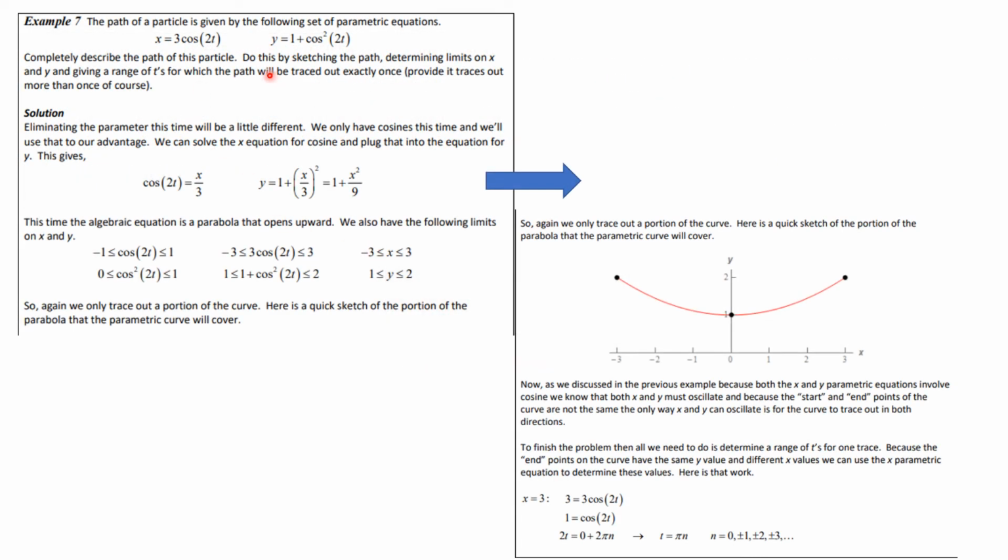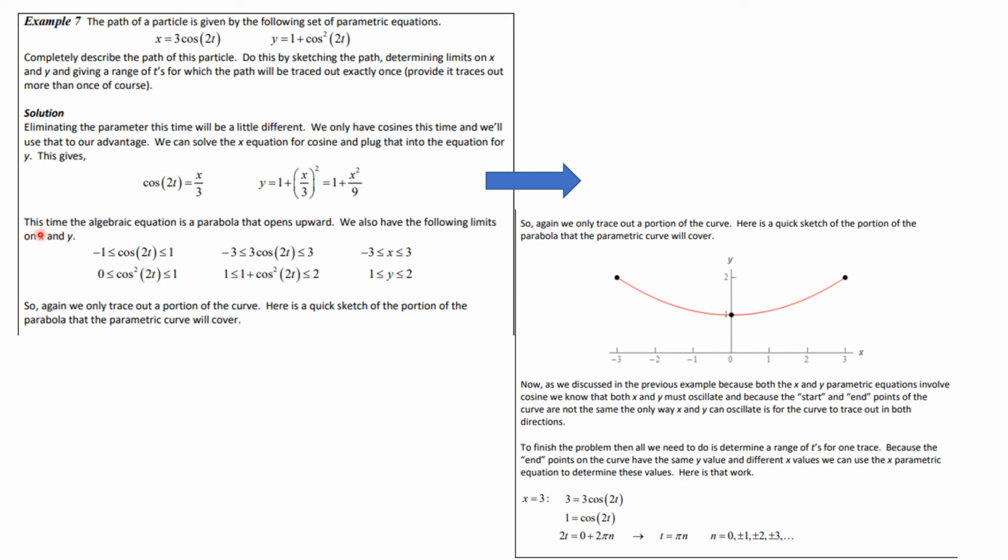Okay. All right. So now when you do this, you can see that the cosine of 2t is x over 3, but we have the cosine of 2t squared here. So I'm taking this x over 3, and this is going to be y is equal to 1 plus cosine squared of 2t, but cosine of 2t was x over 3. So this is y is equal to 1 plus x squared over 9. That's a parabola opening up.